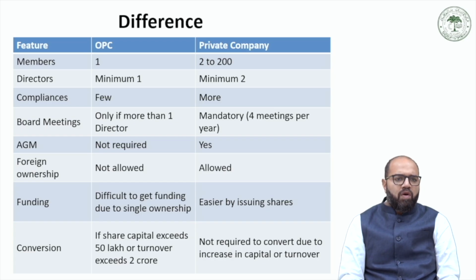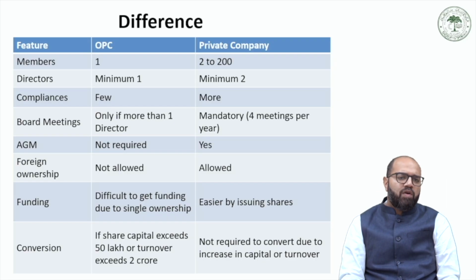Firstly, on the membership, the number, an OPC has a single shareholder or a member, and a private company from minimum 2 to a maximum of 200. Secondly, on the minimum number of directors, an OPC has to have a minimum of 1 director, whereas a private company has to have a minimum of 2 directors.